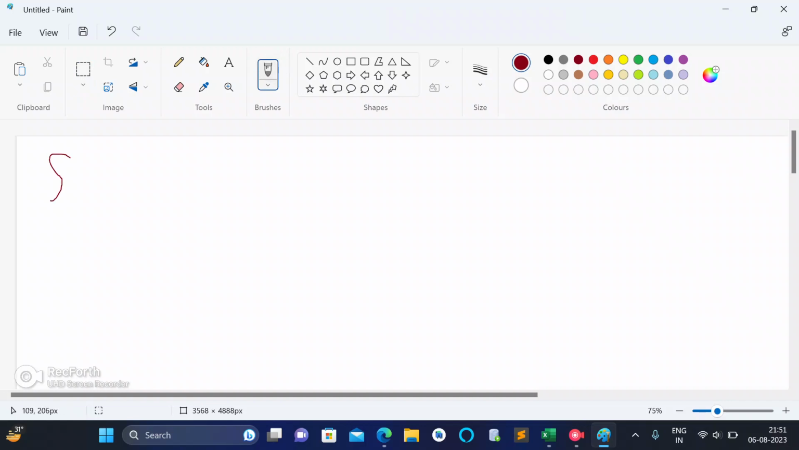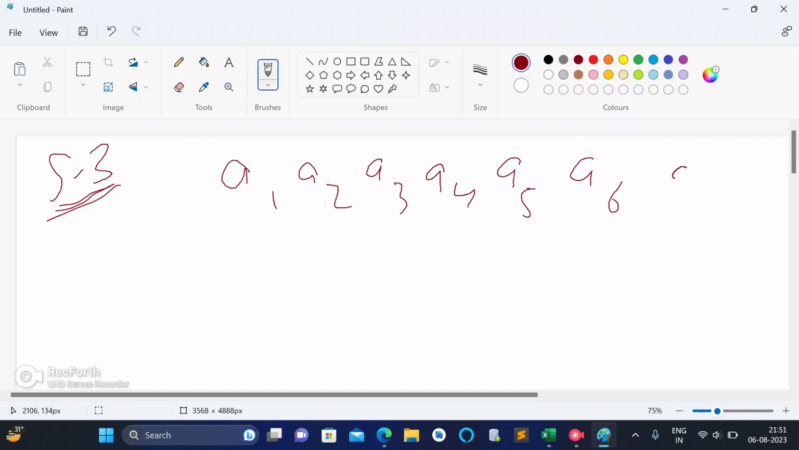So now move to step 3. In step 3, the numbers which are given to me are A1, A2, A3, A4, A5, A6, let's say A7. These are in sorted order. These numbers are in increasing order.